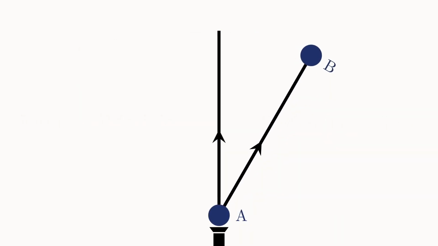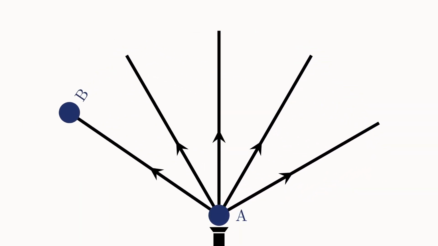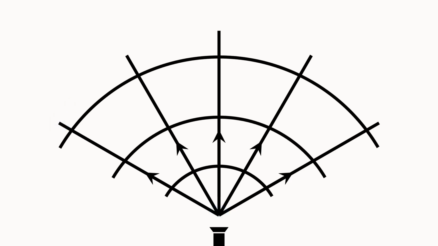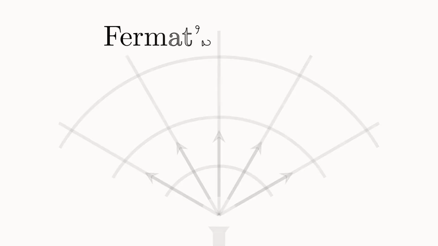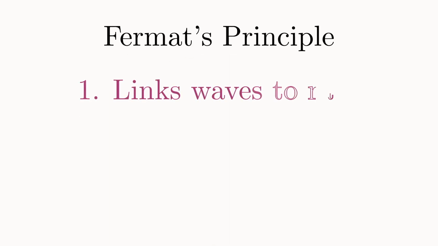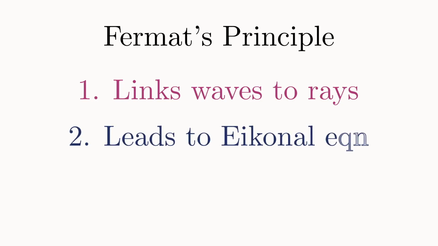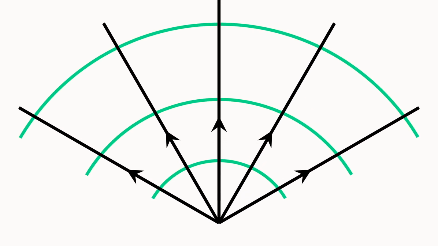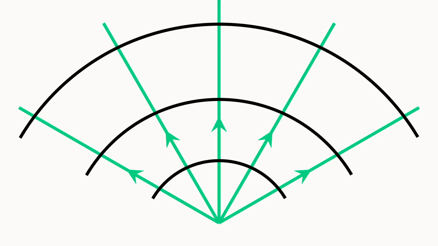And by checking different points, we can see a direct consequence of this is that the light rays are necessarily orthogonal to the wavefronts. So Fermat's principle provides a link between waves and rays. It also leads to another fundamental equation of optics known as the eikonal equation, which determines the wavefronts. So a beautiful duality emerges. If you first know the wavefronts, you can always deduce the ray trajectories. Similarly, if you know the rays first, you can deduce the wavefronts.